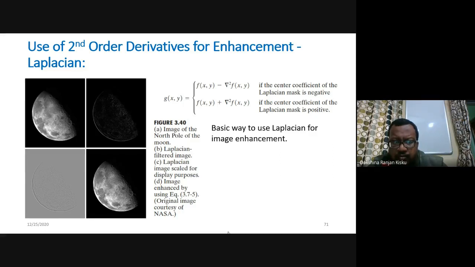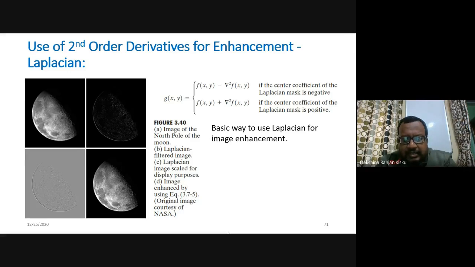In both cases, we get an output image g(x,y), and this g(x,y) represents two different types of images found in the output. The first expression is g(x,y) equals f(x,y) minus del squared f(x,y). We have this expression if the center coefficient of the Laplacian mask is negative. In another expression, g(x,y) equals f(x,y) plus del squared f(x,y), we have this expression if the center coefficient of the Laplacian mask is positive.